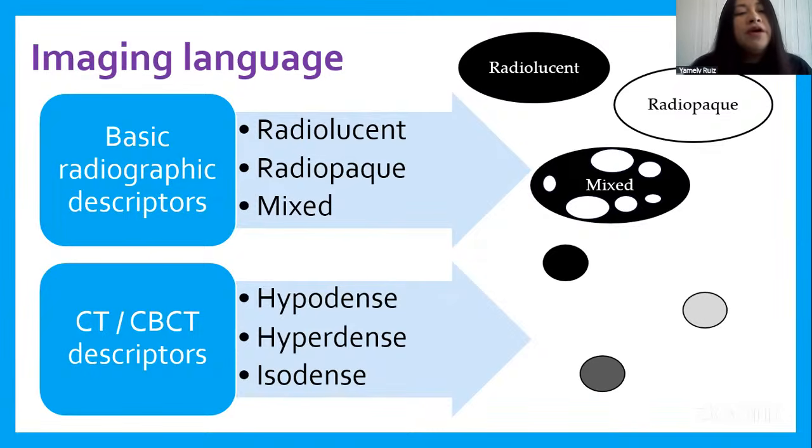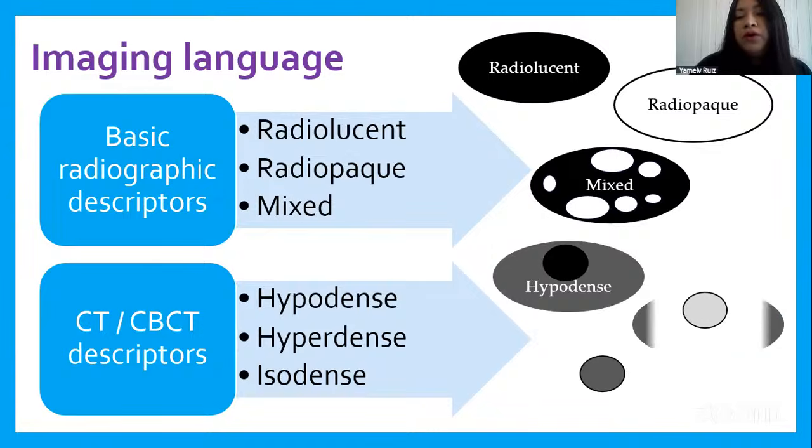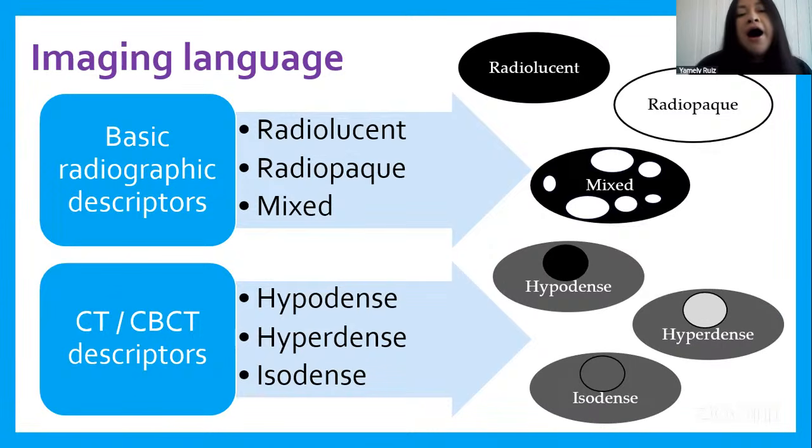In contrast, in computerized tomography or CBCT, the terms that we use are hypodense, which is the same as radiolucent but in tomography the term is hypodense, and it means that the tissue is black or darker than the other tissues. The second term is hyperdense. Hyperdense means that it's white or clearer than the other tissues. And the term isodense means that it has the same density as the adjacent tissues.